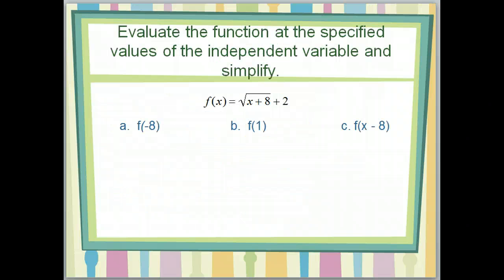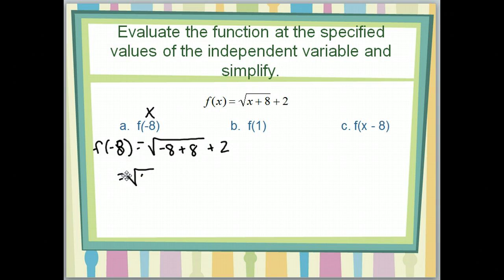Evaluate the function at the specified values of the independent variable and simplify. This means that whatever is in the parentheses will be substituted for x. So f of -8 will equal the square root of -8 plus 8 plus 2. So that's the square root of 0 plus 2, which is just 2. F of 1 would be the square root of 1 plus 8 plus 2.